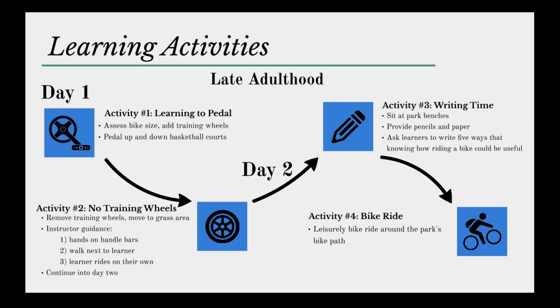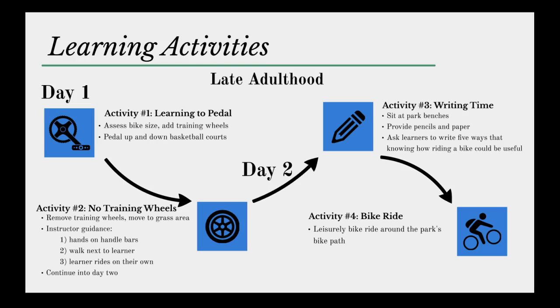Once the learners have reviewed the second activity on day 2, we will sit at the picnic benches at the park and each learner will be asked to write 5 different ways that knowing how to ride a bike could be useful for them. Day 2 will end with the fourth activity where learners will take a leisurely bike ride around the park to see that biking can be a low-impact activity that will improve their health, be outdoors, and engage in social behavior.